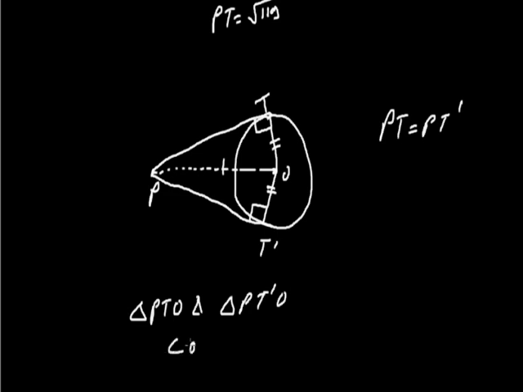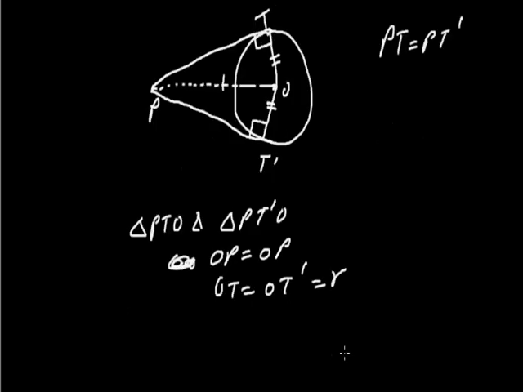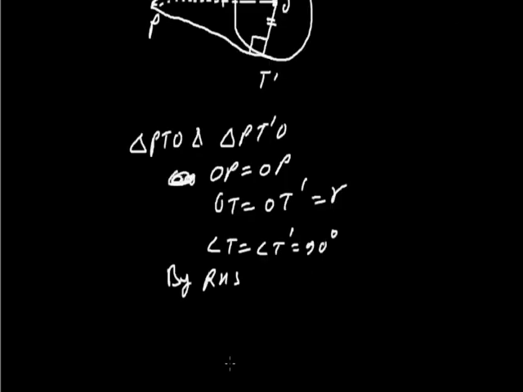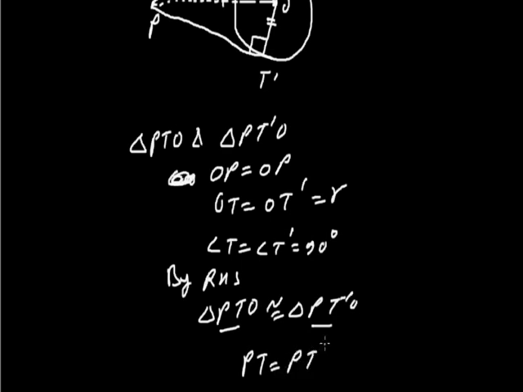So OP equals OP, common, and OT equals OT dash because they are radii, and angle T equals angle T dash, both are 90 degrees. So by the RHS criterion we can say that triangle PTO is congruent to triangle PT dash O, and by CPCT we can say that PT equals PT dash. So this is our result.